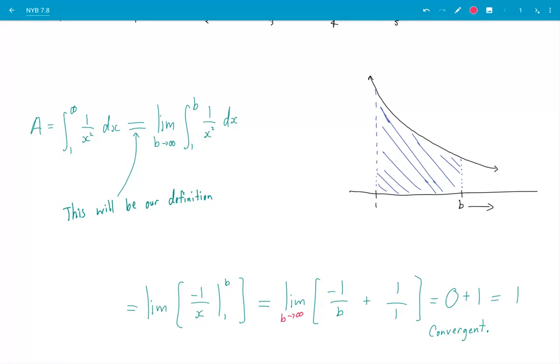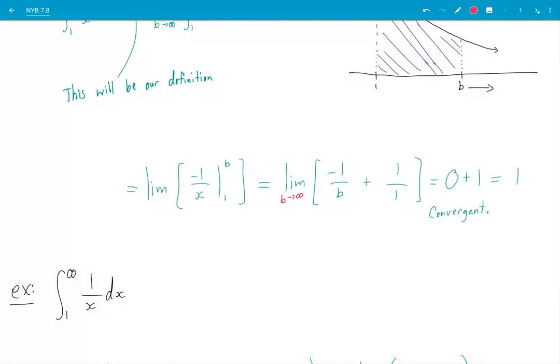Again, if you get a number, your improper integral is convergent. If you have any other scenario, infinity, minus infinity, or it just doesn't exist, we call that divergent. So I will repeat this later in writing, but repetition is good. Okay, let's do another example. Improper integral 1 to infinity of 1 over x.